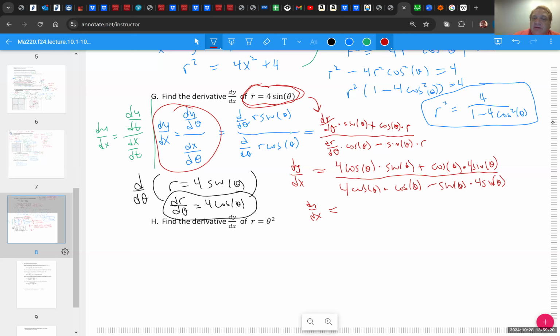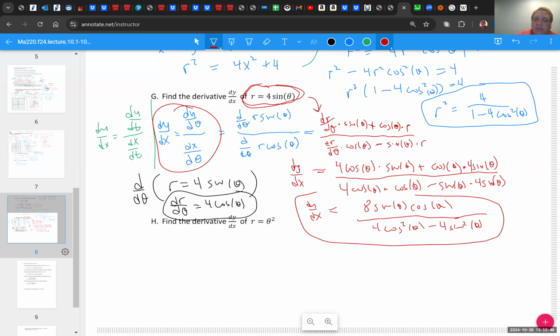But I get 4 cosine sine plus cosine theta 4, so that basically they're the same. I get 8 sine cosine on the top, because I'm just adding 4 sine cosine twice. On the bottom, I get something more complicated. I get 4 cosine squared theta minus 4 sine squared theta, which does simplify if you know your trig formulas, but I'm just going to leave it there for what dy dx is, because I don't want to go down that rabbit hole of trying to simplify this using all those different formulas.